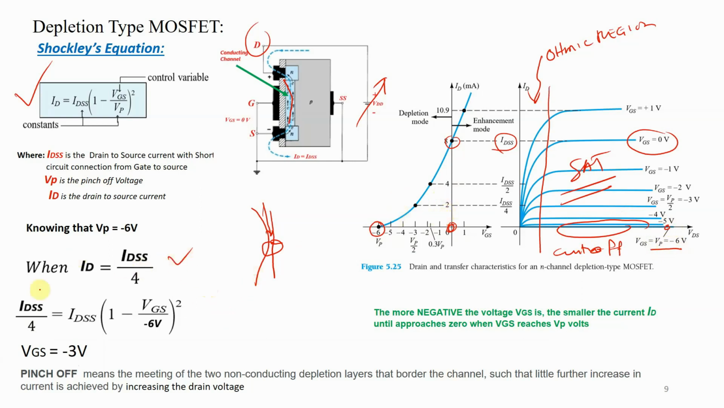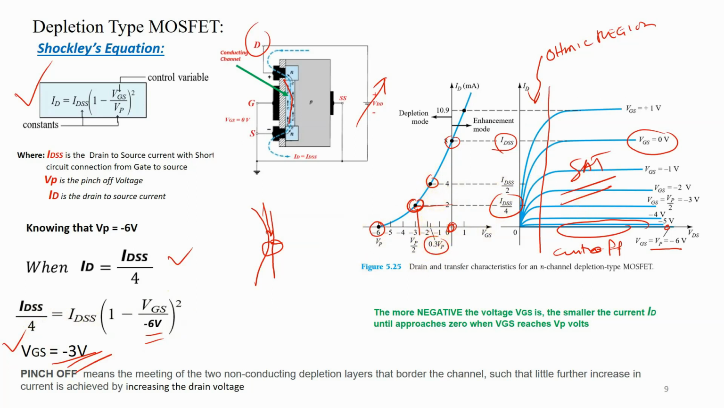But using this equation, let's say the current ID will be IDSS over 4. So what will be the value of VGS? To calculate, IDSS over 4 is equal to IDSS multiplied by (1 minus VGS over negative 6, which is the pinch off voltage) squared. Calculating for VGS, we have negative 3. As you can see here, after calculation at negative 3, you reflect it here, IDSS equal to 4. The same, if you substitute IDSS equal to 2, you will have this value, reflected here, almost 2 volts, 0.3 VP.